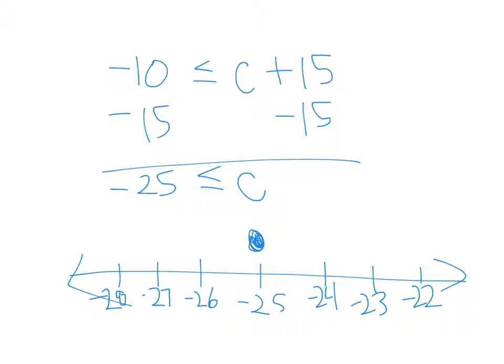So again, I'm going to use 0 as my point. If 0 is plugged into this, does it work? Is 0 greater than or equal to negative 25? Yes, it is, so it's going to go that way. Now, if by any chance 0 didn't work, then it would just go the other way. So that's the reason why I like to use 0, because it's an easy, quick thing to check.